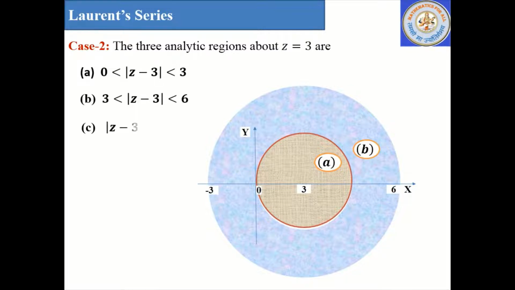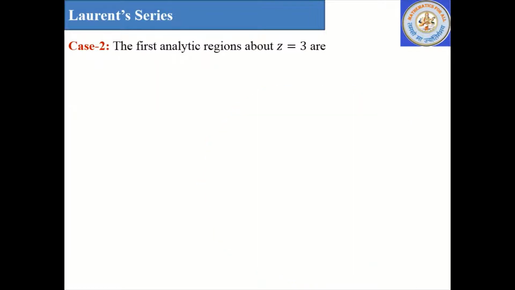And the third one is mod of z minus 3, which is greater than 6. This is the rest of the complex plane that we define. So when we pick these three types of domain, the Laurent series expansion will be different accordingly. So one by one we will select the regions here. The first one is mod of z minus 3 is less than 3 and greater than 0. So how can we write it?